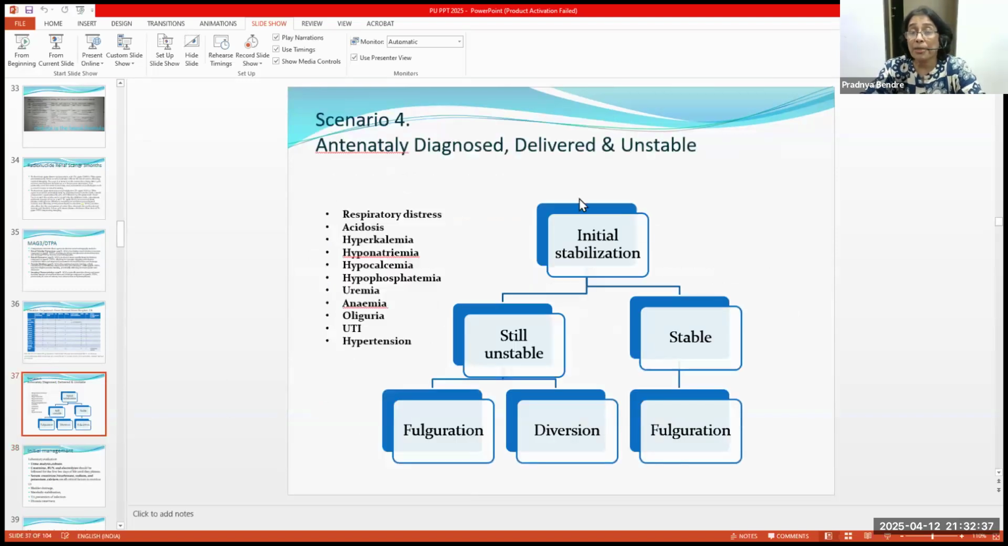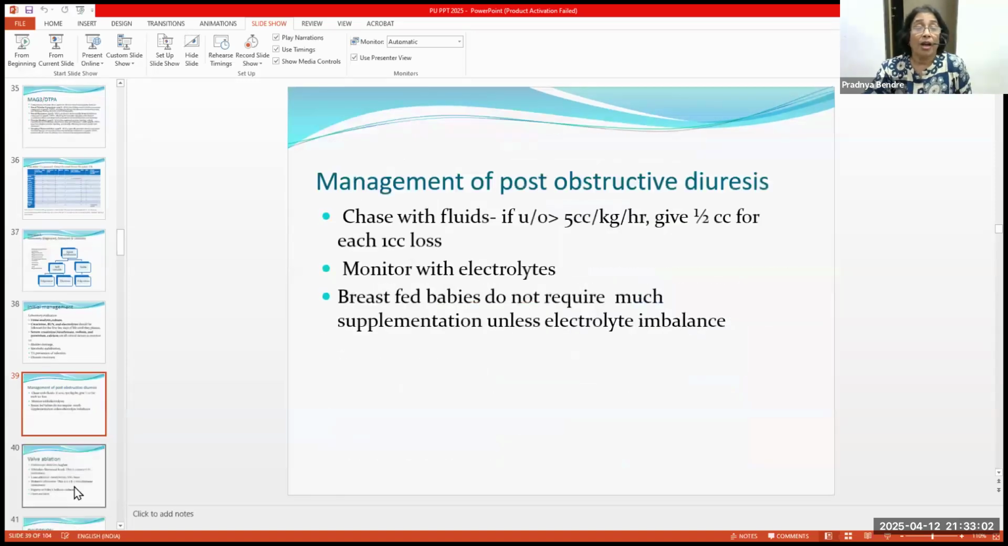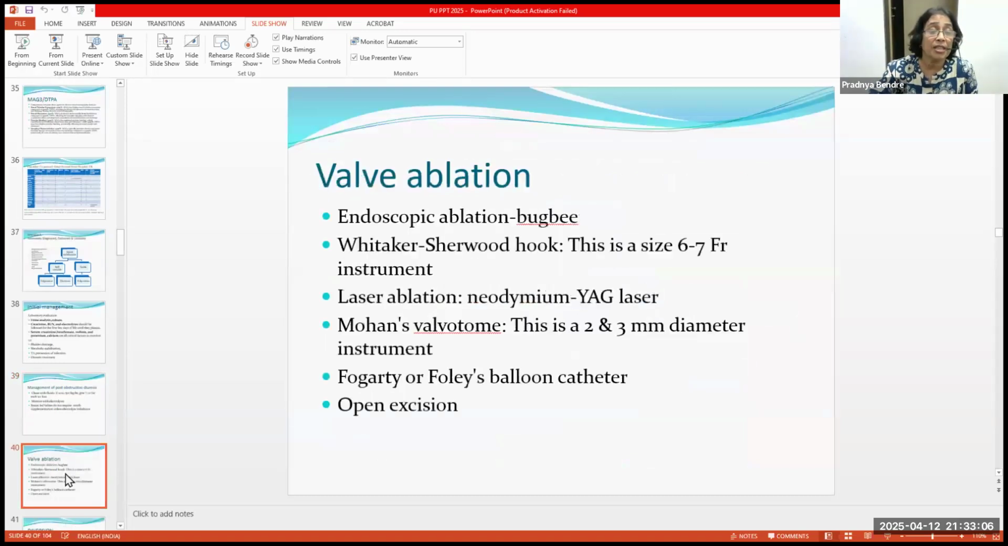If the patient becomes stable, then the first choice of most of the pediatric urologists is to do primary fulguration and then send the patient home for the follow-up. If they are still unstable, then here is a debate. The question would be, do you want to do fulguration and wait and watch, or do you want to do diversion? This is just about the management of the post-op diuresis, valve ablation.